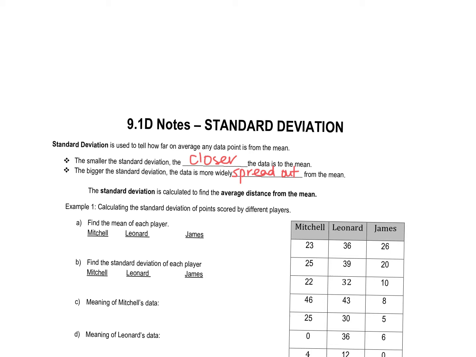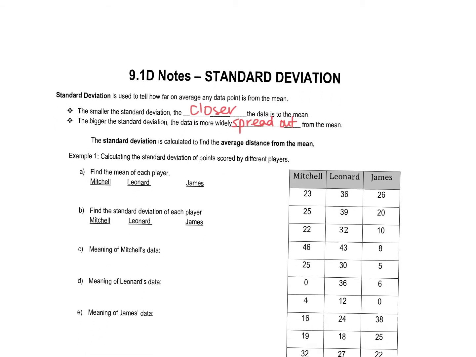So that data would be very spread out as opposed to a standard deviation of 2, which is very close together. We're not going to calculate the standard deviation by hand. Instead, we're going to calculate it using our calculators. And I'll show you how to do that.